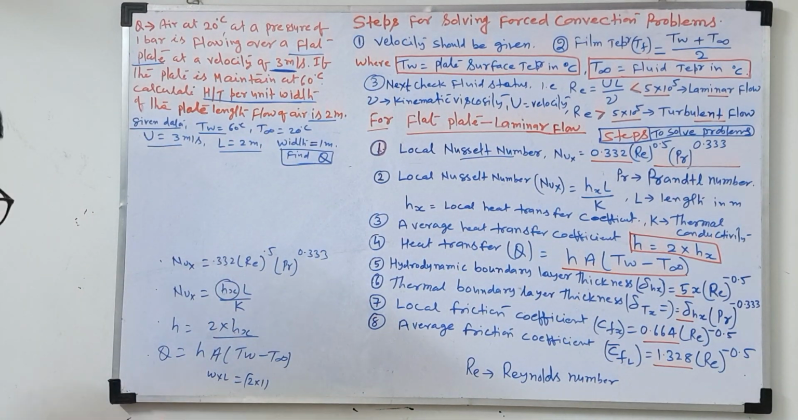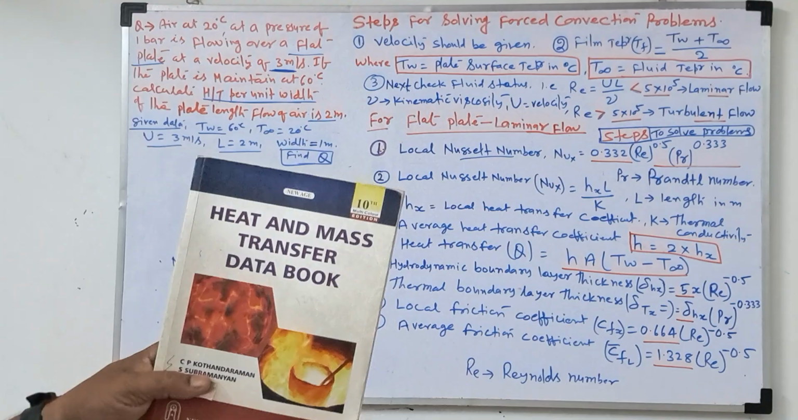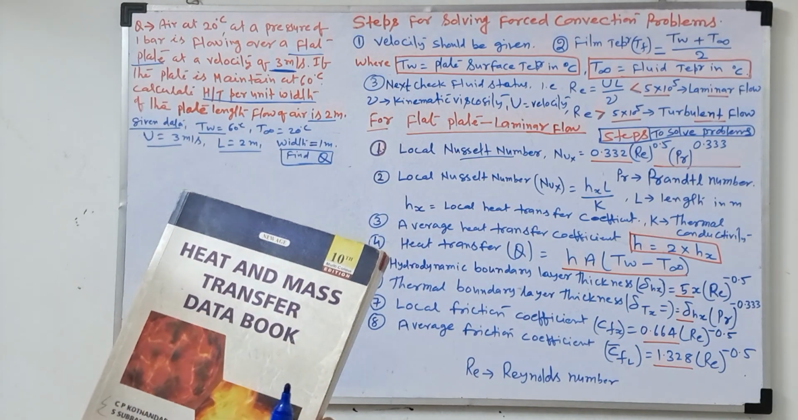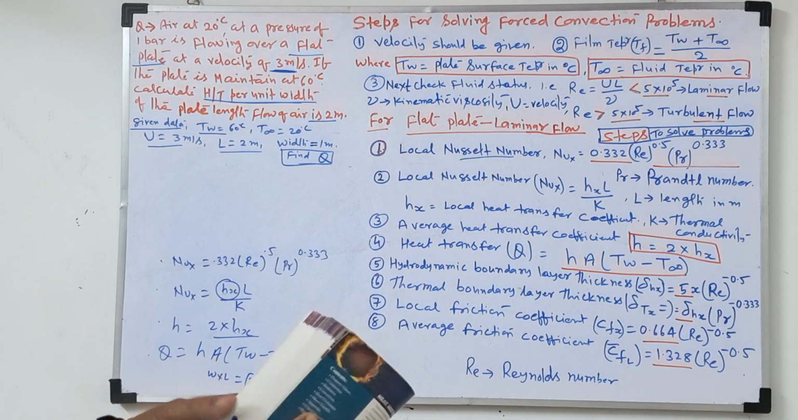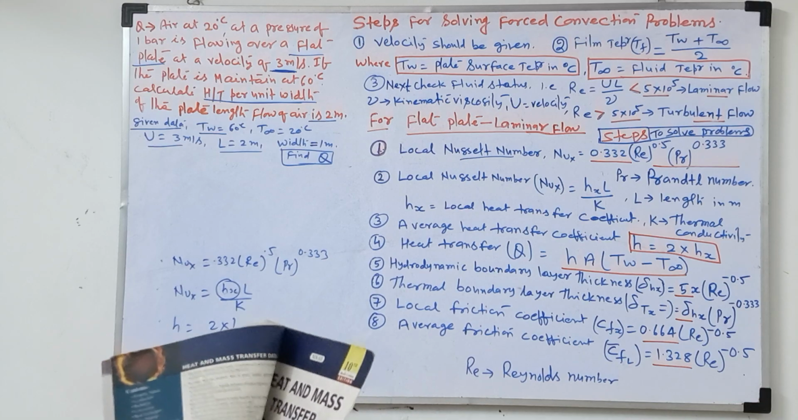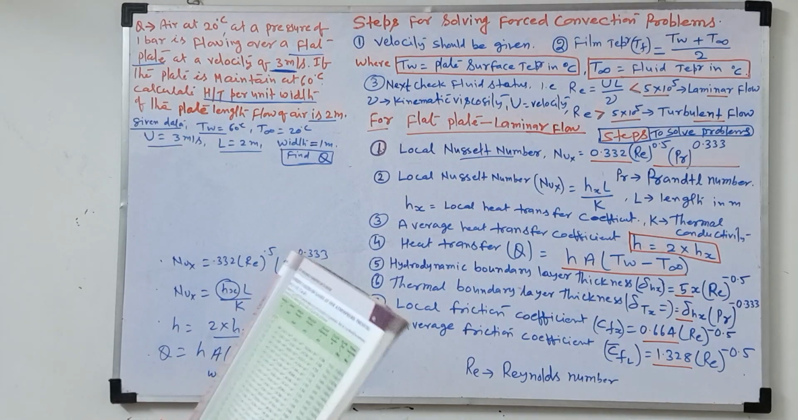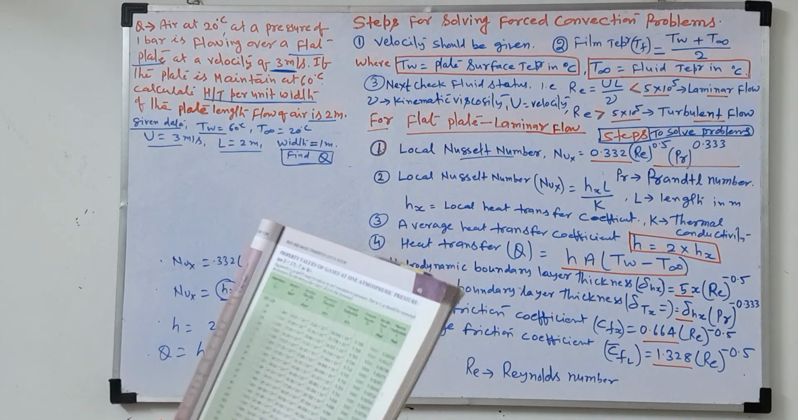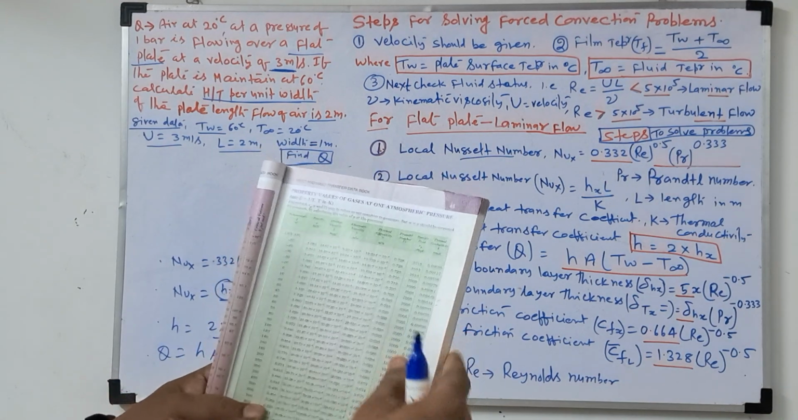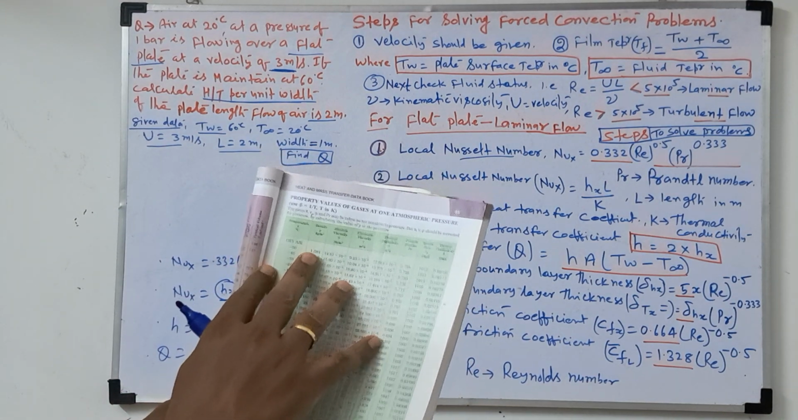Now look here. This is the 10th edition data book. Edition number 6, 7, 8, 9, whatever data book we can use. If you want to write the properties, go to page number 45 in the 10th edition. For other editions, the page number will vary by one or two pages. This is just to give the idea of how to see this value.